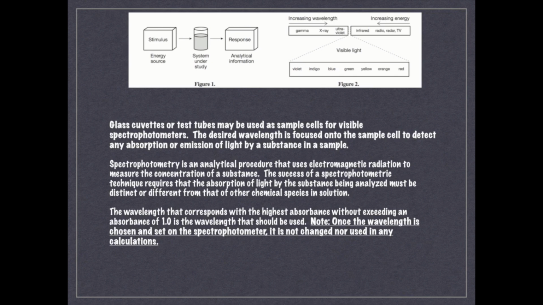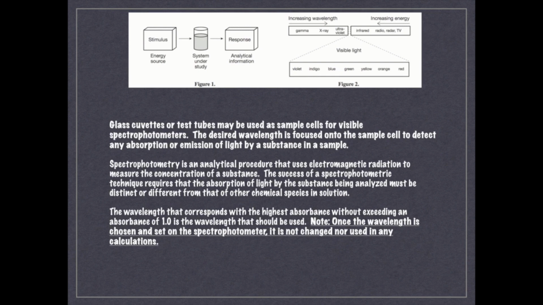So what's going to happen is the spectrophotometer emits energy, and it passes it through whatever solution you are studying, and it is going to be able to measure the absorption, okay? What we're going to use are glass cuvettes, okay, and they're going to be used as sample cells for visible spectrophotometers. The desired wavelength is focused onto the sample, okay, to detect any absorption or emission of light. So we're going to be studying absorption of light, just as I explained using that diagram above.